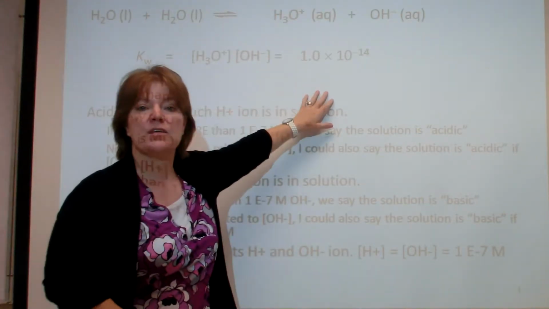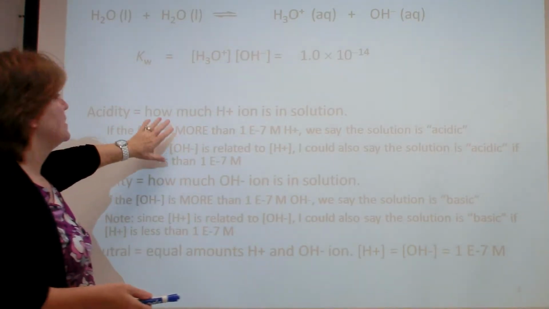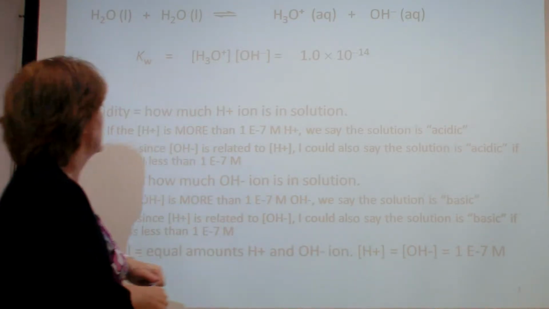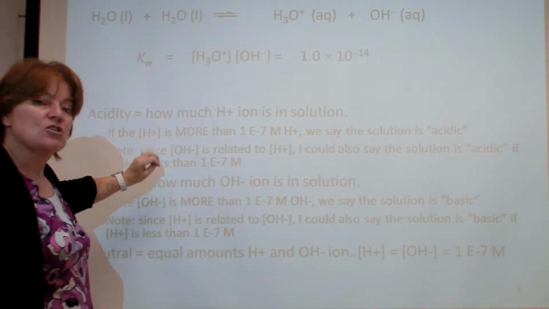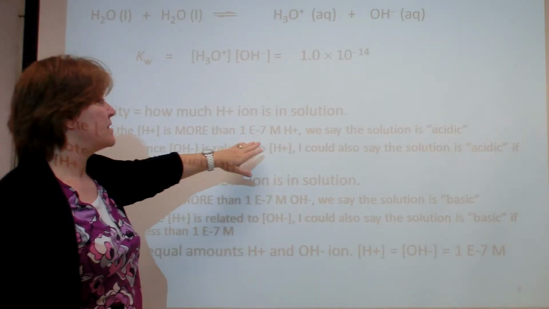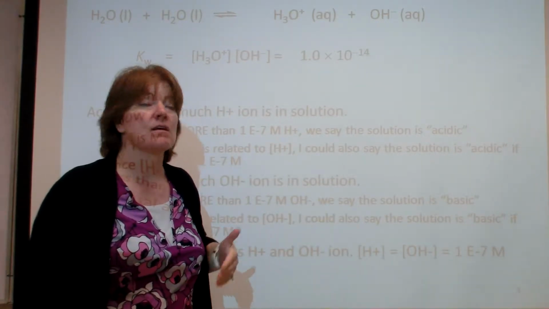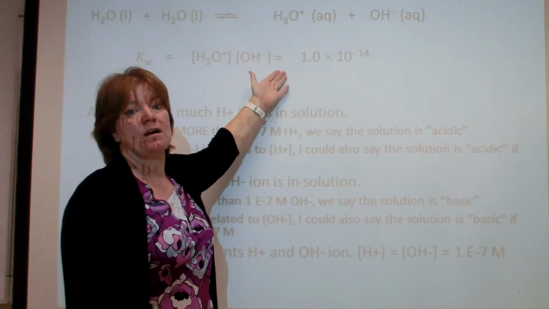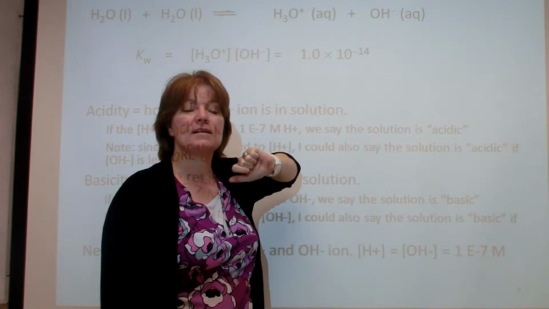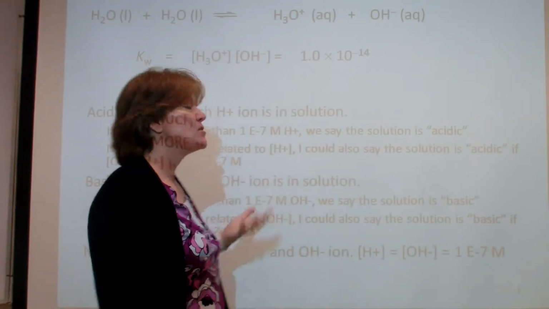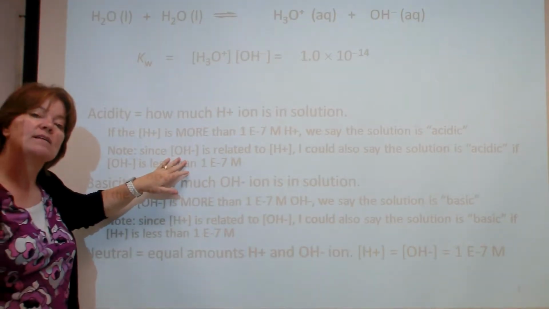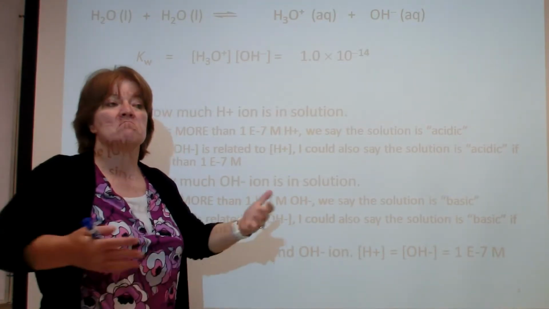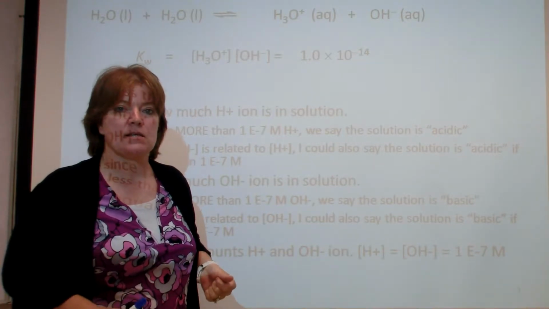So we really come up with this little cheat sheet. Acidity is how much H plus ion is in solution, because acids make H plus. If the H plus concentration is more than 1 times 10 to the negative 7, we say the solution is acidic. But if I know the H plus concentration, I also know the OH minus concentration, because they have to multiply together to be 1 times 10 to the negative 14. So I could also say that if the OH minus is less than 1 times 10 to the negative 7 molarity, that's also a way of saying something's acidic.